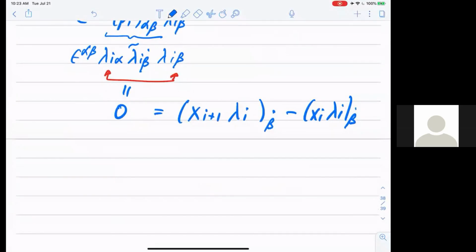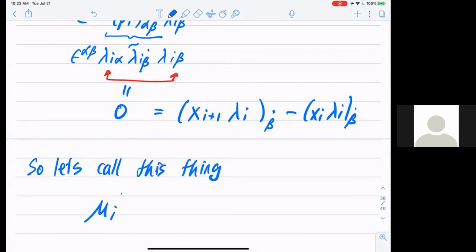Okay, so what we learned is that these two things are equal to each other. That sounds important. Let's give this a name. Let's call this thing mu_i. I'll raise the index now.